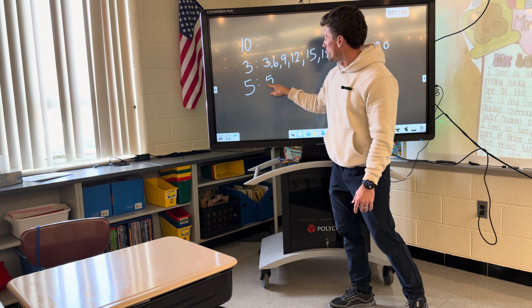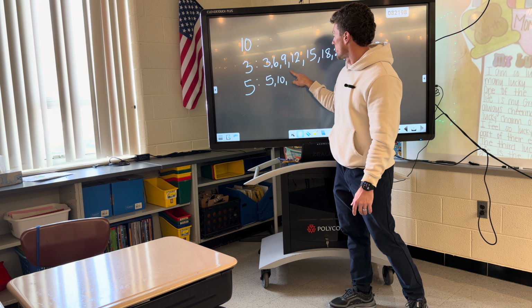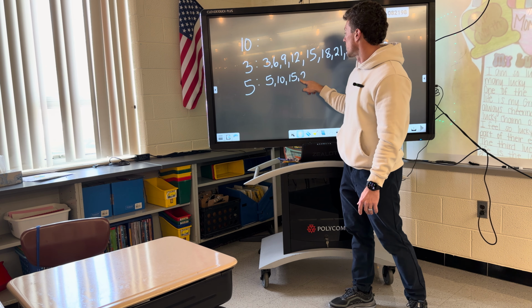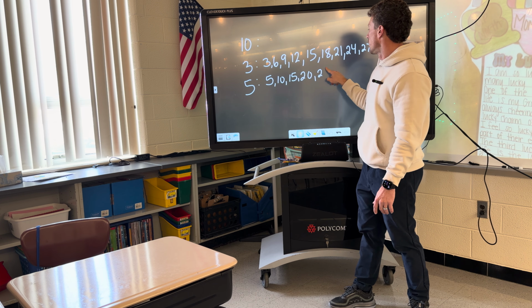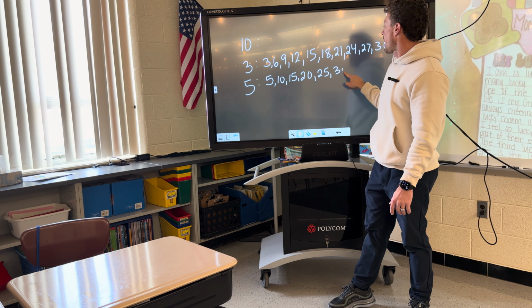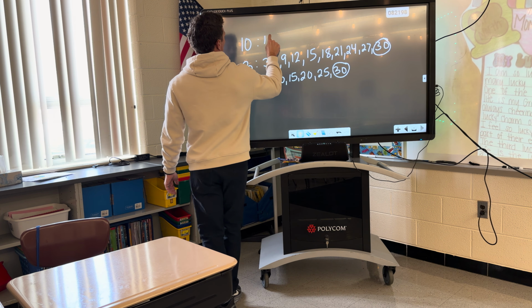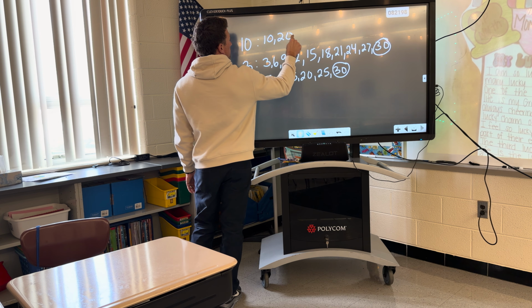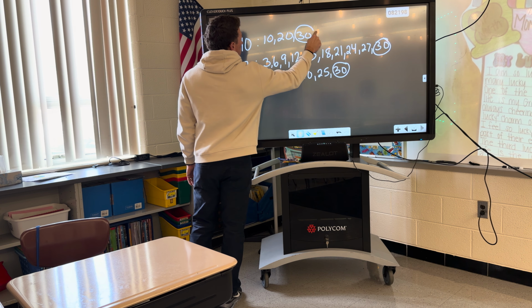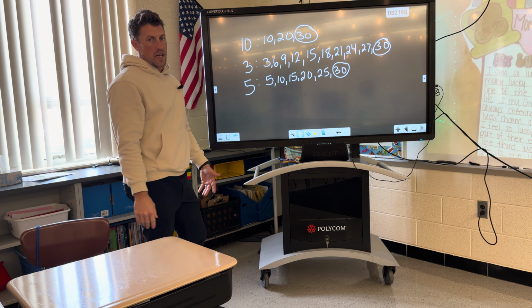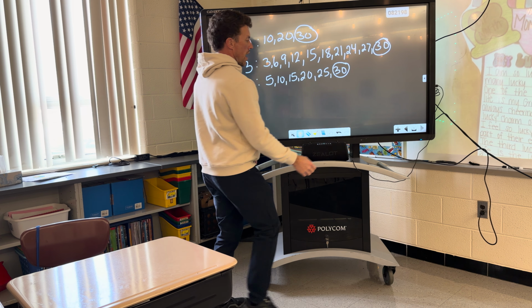Multiples of 5. And as you can see, I also hit 30. So I know 30 is going to be my common denominator. And now that I know my common denominator is 30, I can go back to my problem.